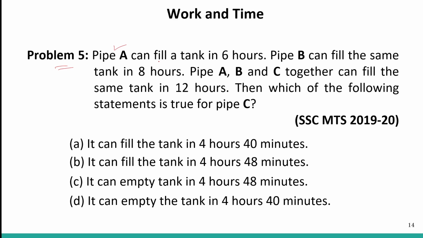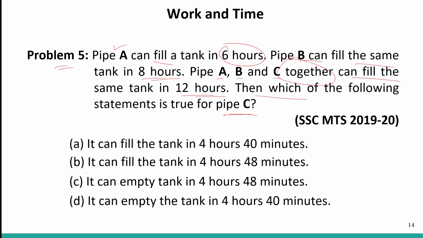So pipe A can actually fill a tank in 6 hours. Pipe B can fill the same tank in 8 hours. Okay, so pipes A, B and C together can actually fill the same tank in 12 hours. So then which of the following statements is true for pipe C?